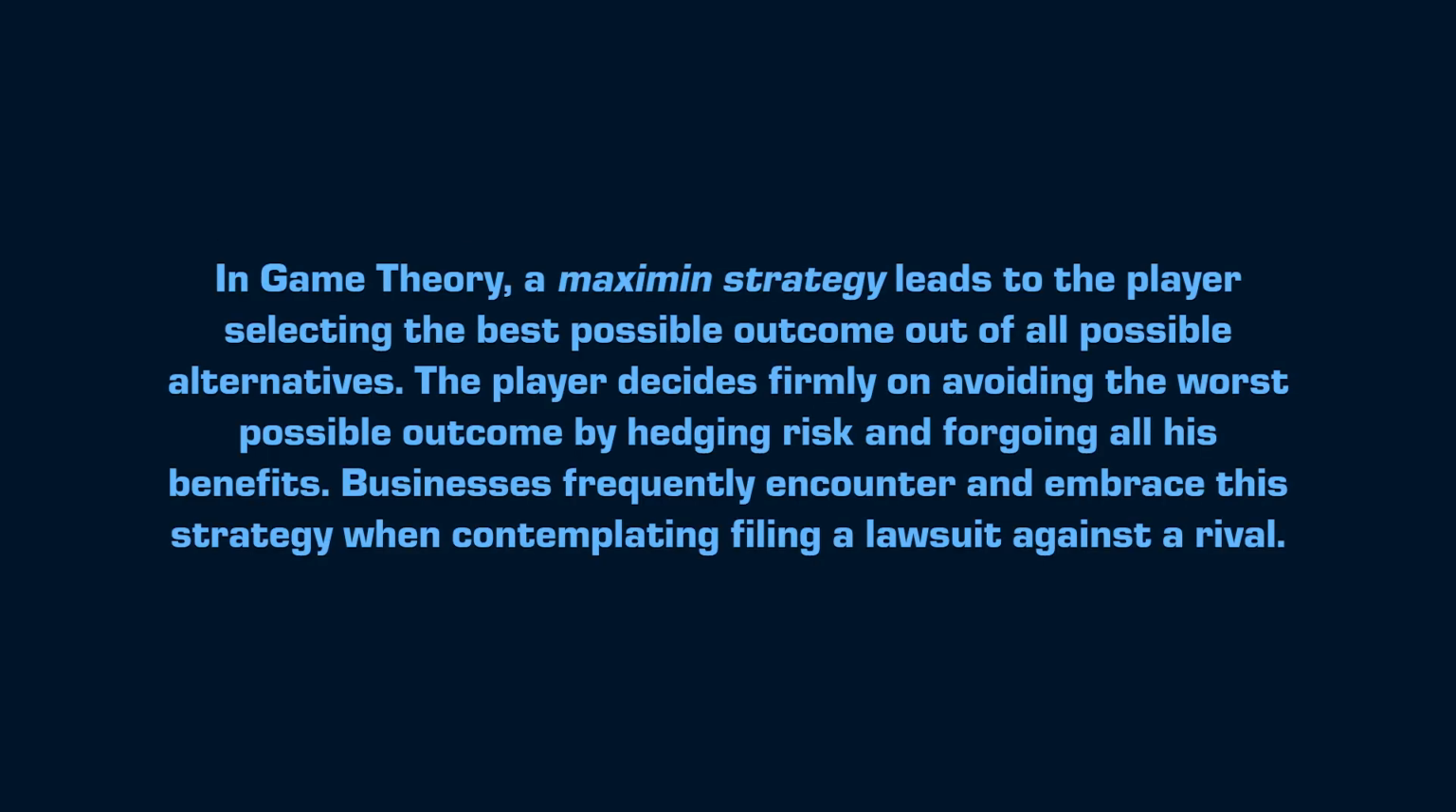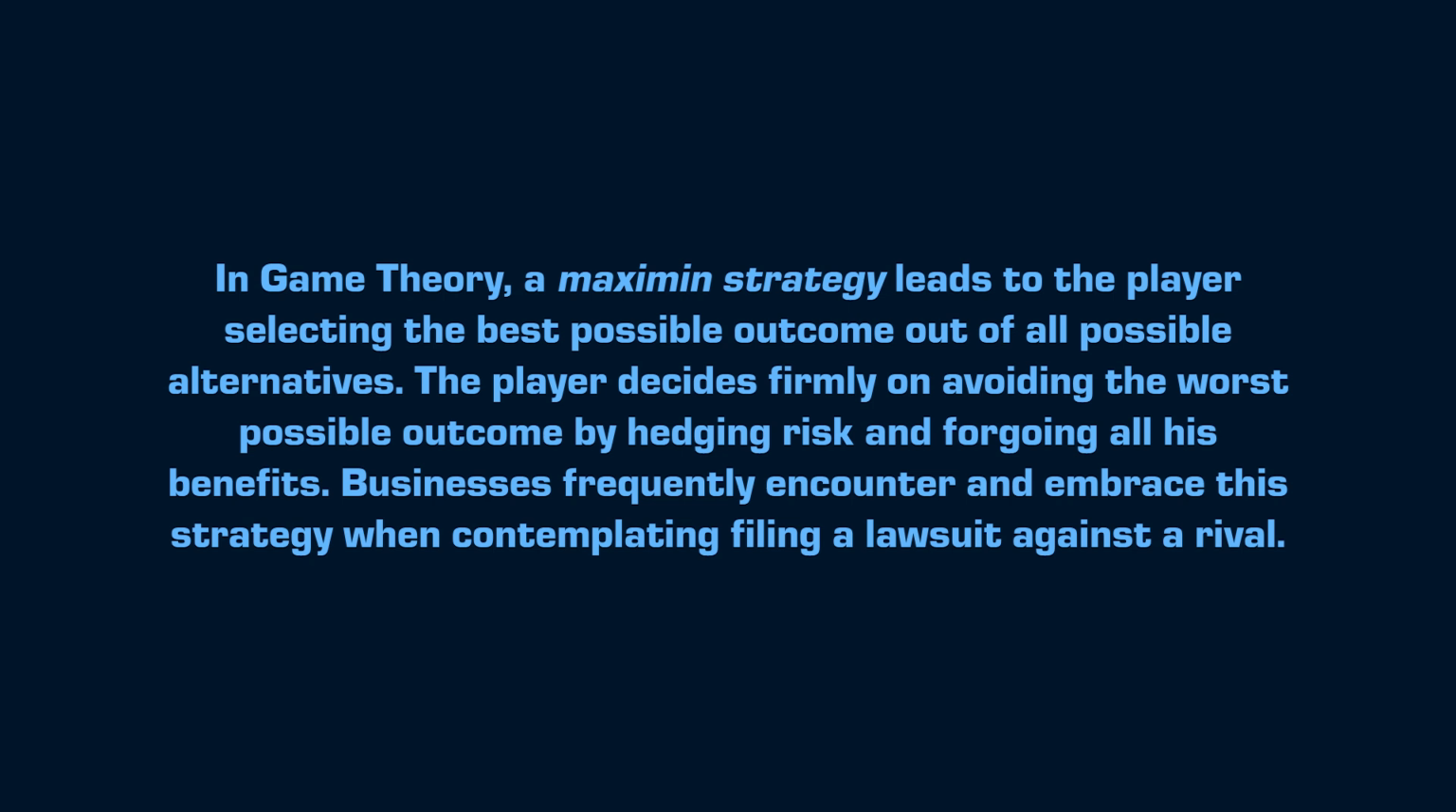Then we talk about the maximin strategy. In game theory, a maximin strategy leads to the player selecting the best possible outcome out of all the possible alternatives. The player decides firmly on avoiding the worst possible outcome by hedging risk and foregoing all his benefits.